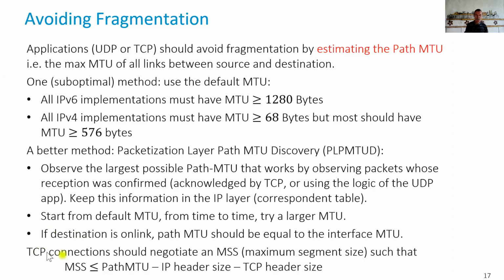So a TCP implementation should always negotiate in the same packet an MSS that satisfies this constraint, while the path MTU is obtained from the interface MTU. And if there is no data, we revert to the default. So this is what applications should do today in the internet, and in a few years in the future, when all applications do it, we will never have IP fragmentation.